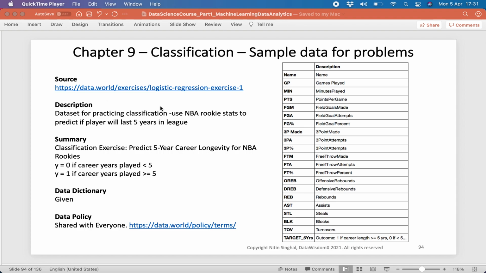It's NBA rookie statistics data. NBA rookies are people who haven't gone professional yet. So if you follow a little bit of basketball and American professional basketball, you'll find that all the players go through different stages, and there's a lot of statistics which is collected on them. And in this particular case, what we are trying to do is predict the 5 year career longevity of the NBA rookies. So, will they last in NBA for 5 years or more?